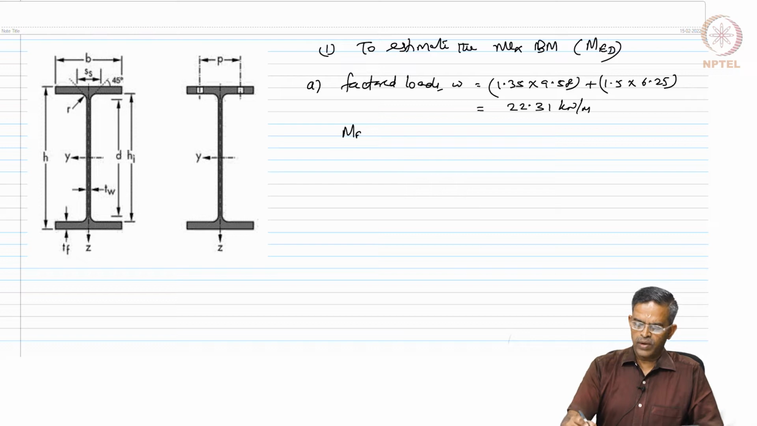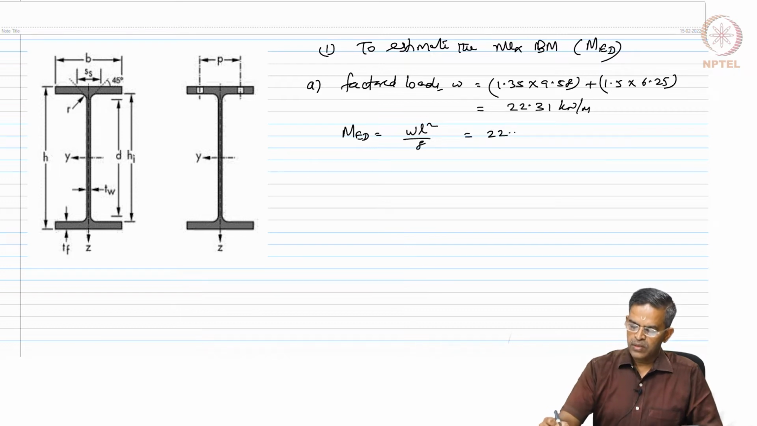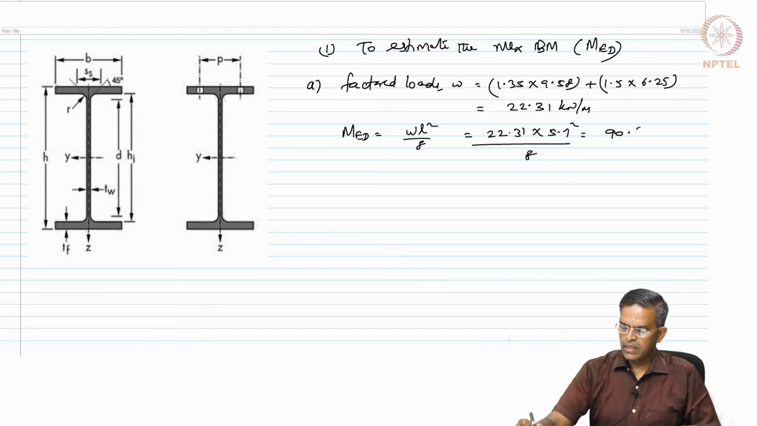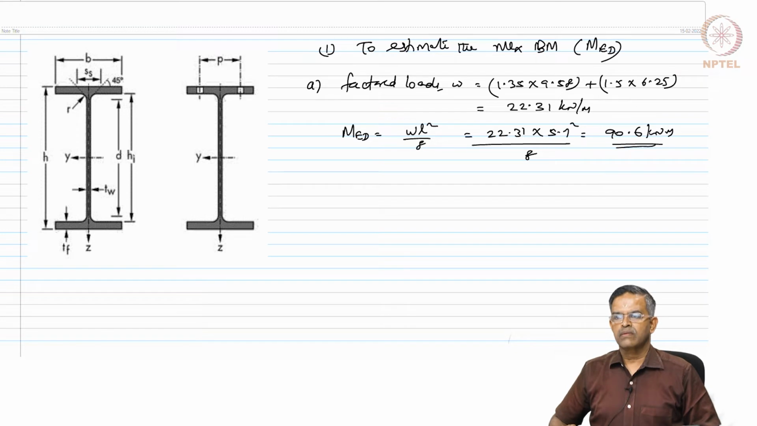So, I can quickly find out MED as WL square by 8 because it is simply supported section. So, it is going to be 22.31 into 5.7 square by 8, which will give me 90.6 kilonewton meter. This is my demand.